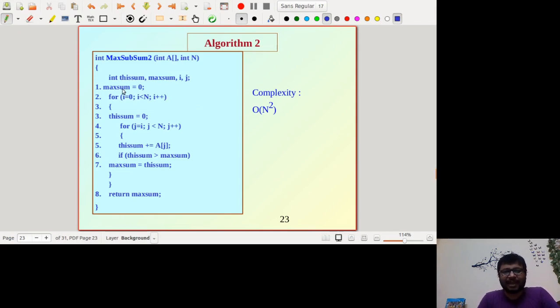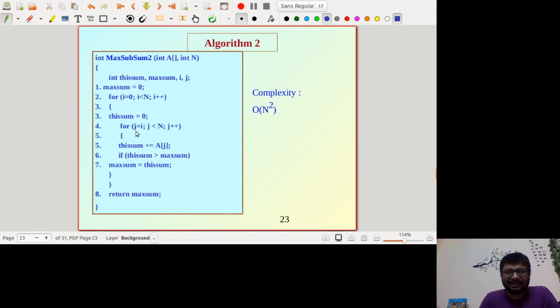Here max sum is initialized to 0, and now here is a for loop where I have a variable that goes from 0 to n and is incremented by 1 in each step. In each iteration of the for loop, let's try and understand what it does. There's this variable sum that's initialized to 0, and j is a variable that begins at I and is incremented in each step till n minus 1. And you increment this sum by aj.